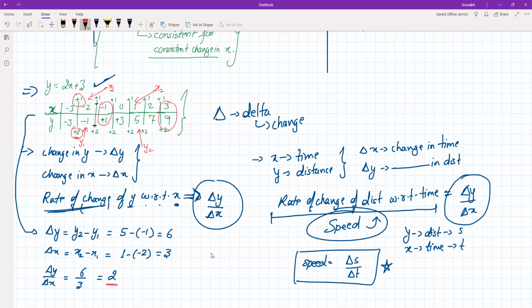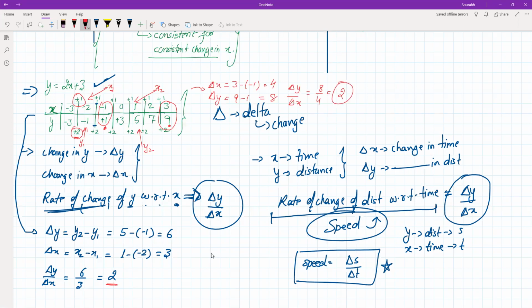Right? So here, what is delta x? Delta x is change in x. So that is 3 minus minus 1, that is 4. What is delta y? Delta y is 9 minus 1, that is 8. And what is delta y by delta x? That is actually 8 by 4 or 2.